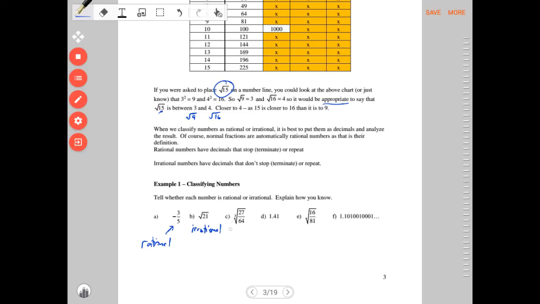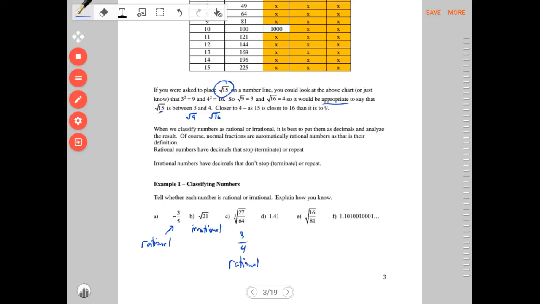Okay, so cube root of 27 over 64. Well, when we take the cube root of a fraction, we just cube root the top and cube root the bottom. So the cube root of 27 is 3. The cube root of 64 is 4. So this works out to a perfect fraction. Okay, so this one is rational.